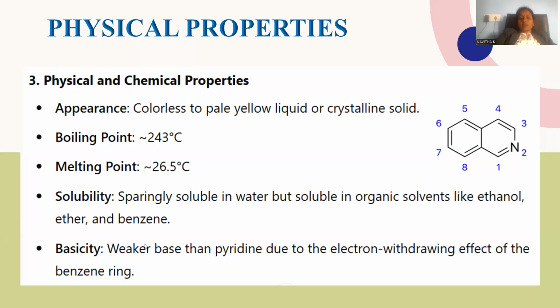It is a weaker base than pyridine because of the electron withdrawing effect of the benzene ring. A minus M effect is operated by the benzene ring. That's the reason why the nitrogen electron density is somewhat drawn towards this benzene. That's the reason why basicity is comparatively less in comparison to pyridine, right?